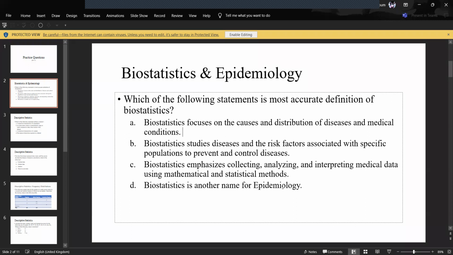And biostatistics is another name for epidemiology? Well, that one's wrong. Defining biostatistics, it's the act of collecting, analyzing, and interpreting data, and then making inferences on the population based on that data using statistical methods. And because it's biostatistics, it applies to biology. Now, epidemiology is where we study diseases, what causes diseases, and what can prevent those diseases. All right.